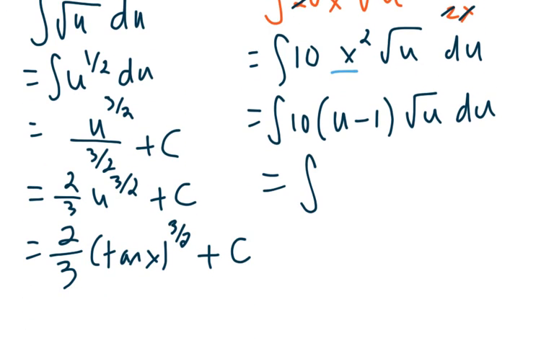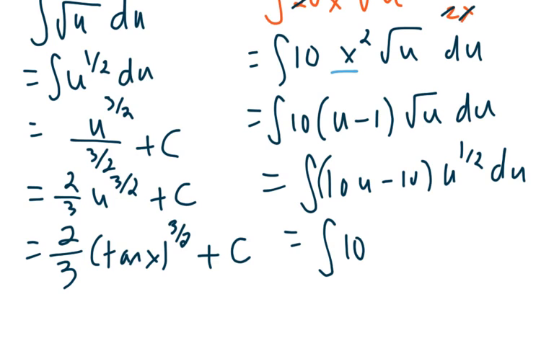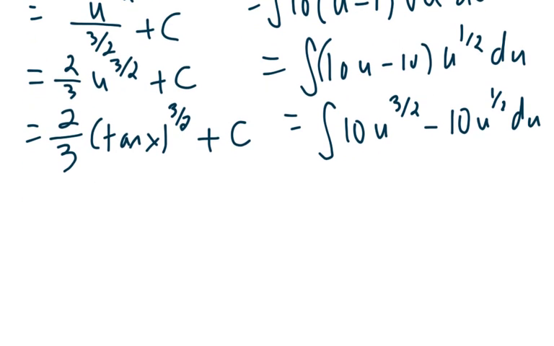Okay, if I do a little bit more simplifying, I have 10u minus 10. Square root of u is u to the 1/2. And now I'm going to distribute that. So I have 10u to the 3/2 minus 10u to the 1/2 du.